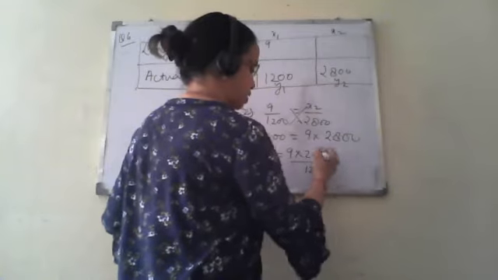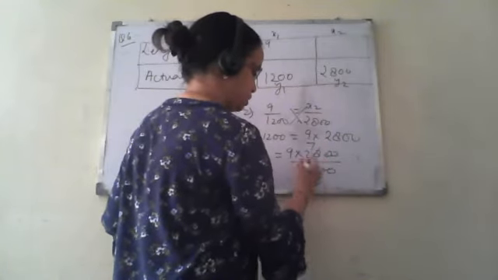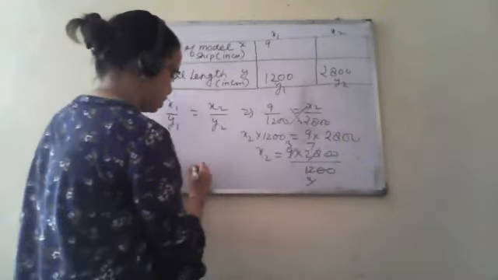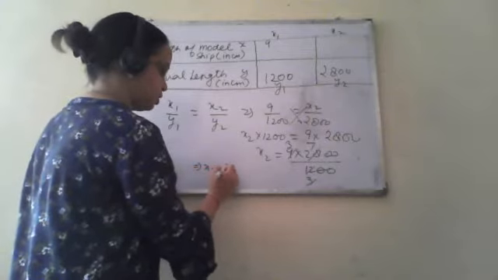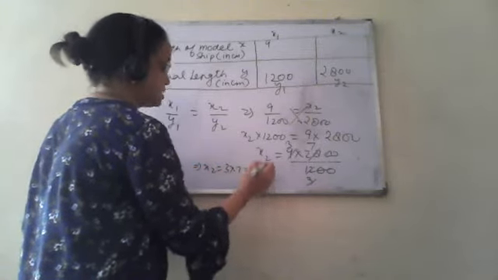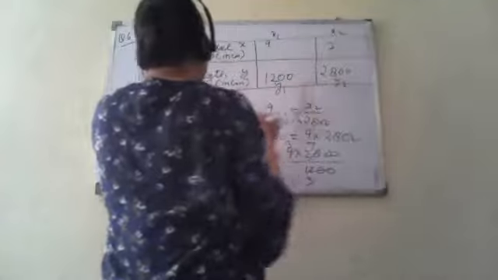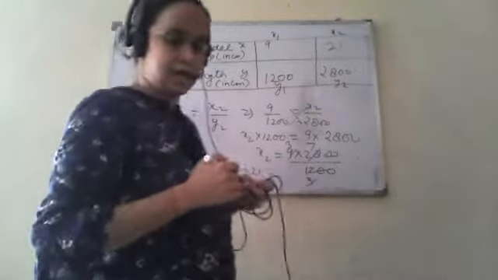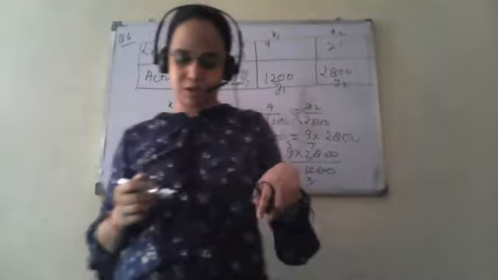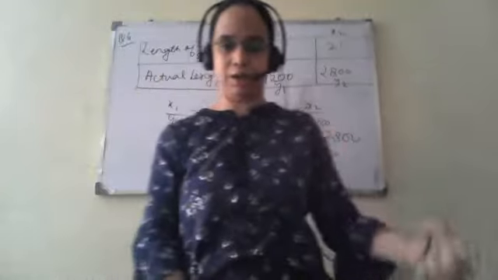Now 4 sevens are 28, 4 threes are 12, and 3 threes are 9. That is x2 is 3 into 7, that is 21 centimeter. So the length of the model ship is 21 centimeter when the length of the actual ship is 28 meters.